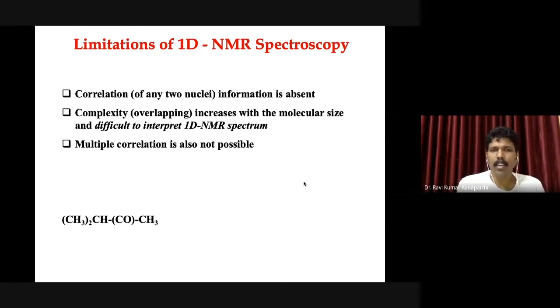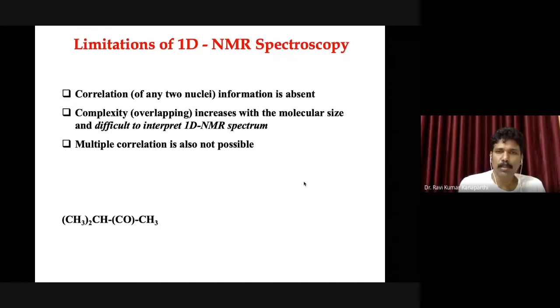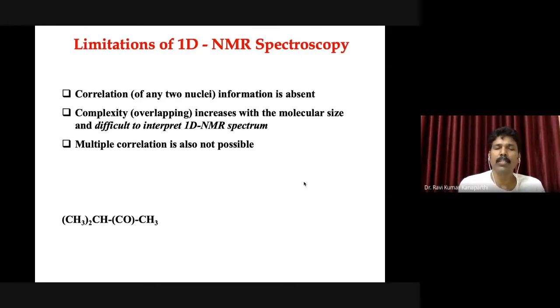Two-dimension means there are two chemical shift scales. Instead of one, there will be two chemical shift scales. That means the y-axis and x-axis both are going to be our frequency scales. So that's the difference. If I say it is three-dimensional NMR spectroscopy, then you have to understand that there are going to be three chemical shift values, or scales, or axes.